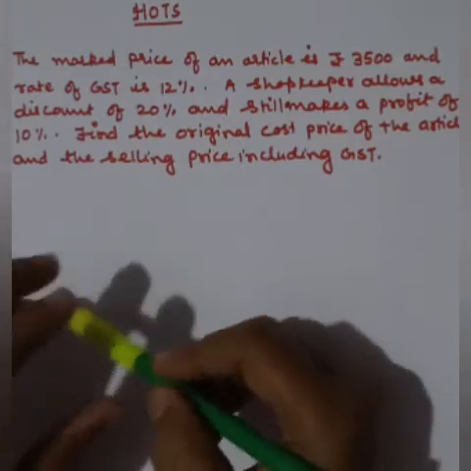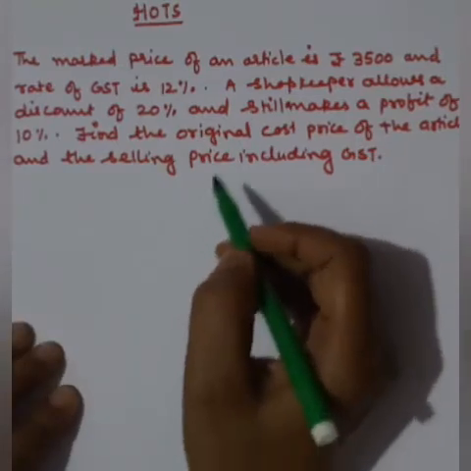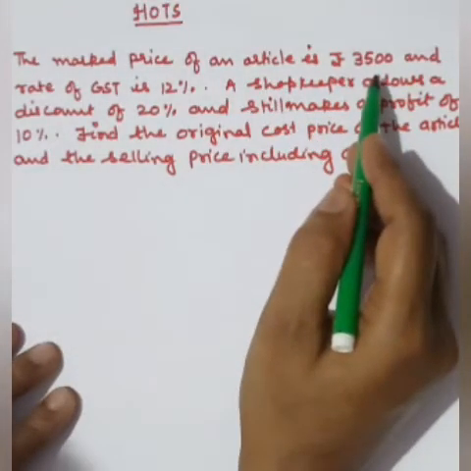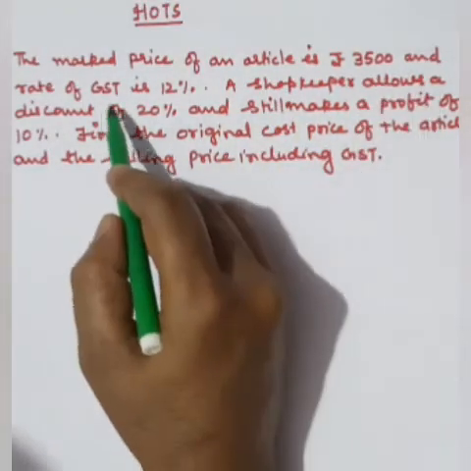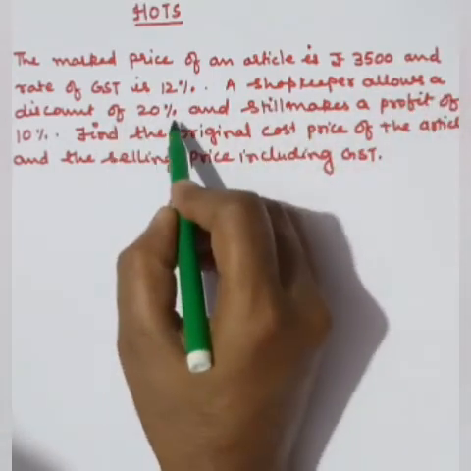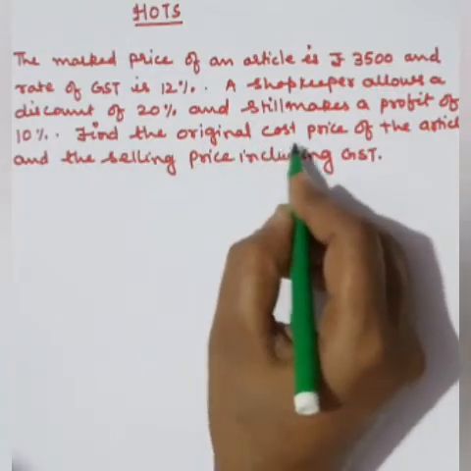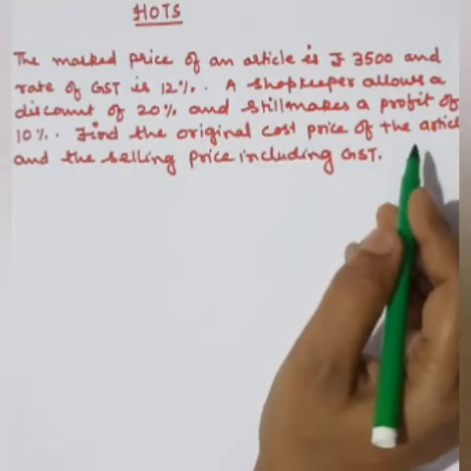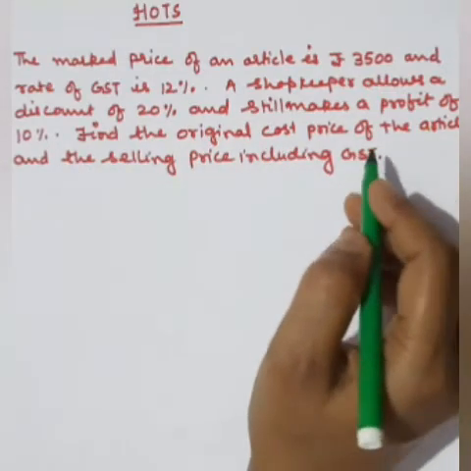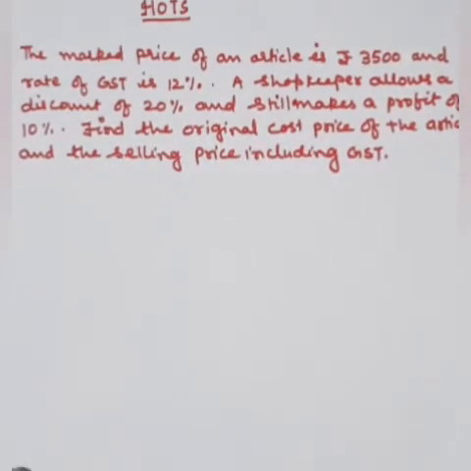Come on children, now let us see the HOTS part. The mark price of an article is rupees 3,500 and rate of GST is 12%. A shopkeeper allows a discount of 20% and still makes a profit of 10%. Find the original cost price of the article and selling price including GST. Please pay attention. You have to use all the skills you have learned till today.